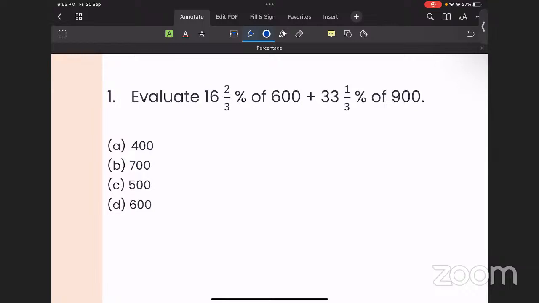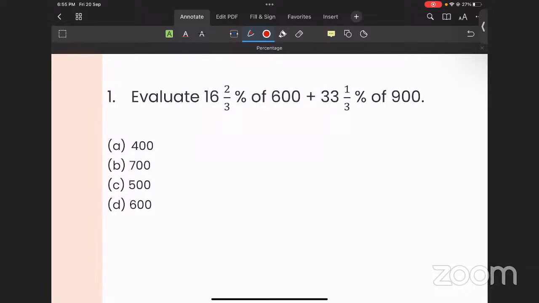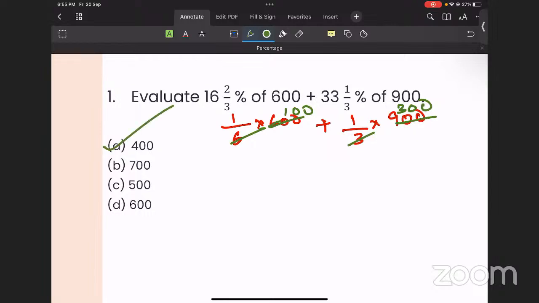If you find a 2 by 3, then you need to identify it is 0.66. We are here to cultivate common sense, so these are the basic steps in the first session. Evaluate 16 and 2 by 3. We can do it in a very quick manner. So 16 and 2 by 3 is 1 by 6 of 600, and 33 and 1 by 3 is 1 by 3 of 900. Now it's your turn to cut. 600, when you cut this, it is 100. 900, when you cut it, it is 300. 100 plus 300 is 400. Answer is ready.